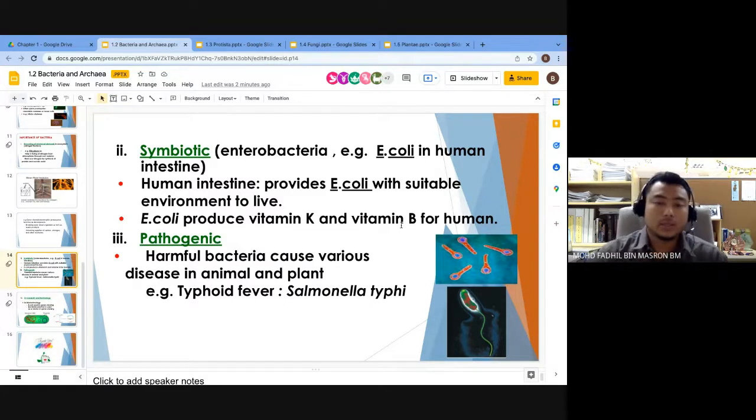So win-win situation. Okay. Ada juga of course bakteria yang pathogenic, and mostly actually they are also pathogenic. Pathogenic ni maksudnya bakteria ni adalah harmful. It can cause disease or be harmful to us humans. But at the same time dia dapat benefit lah, maksudnya sebab dia ambil nutrient kita dan sebagainya.